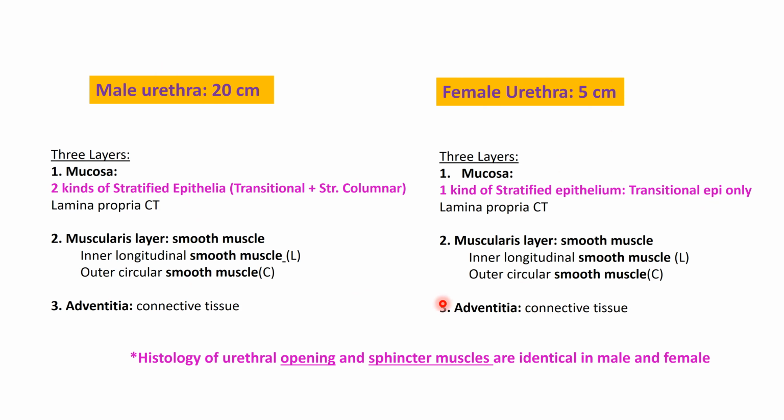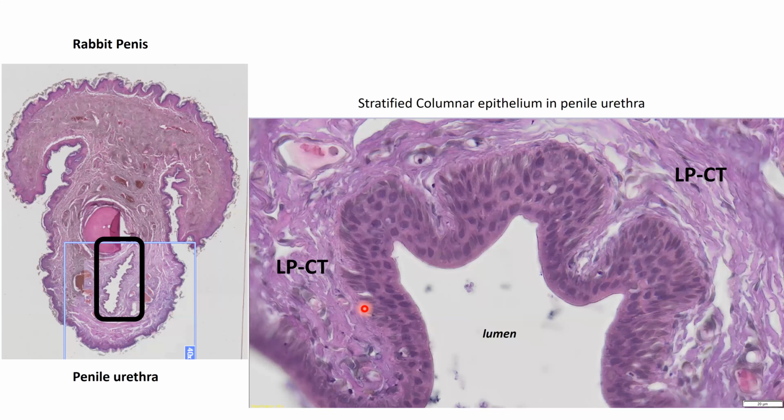Everything else is the same: lamina propria connective tissue, normal serosa. And yes, the openings and the sphincter muscles are identical in male and female. So I wanted to show you the rabbit penis slide we have. This pink in the middle is bone. Surprise, surprise, there is a piece of bone in the rabbit penis.